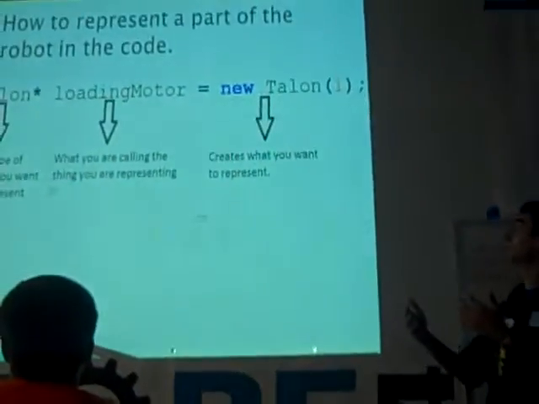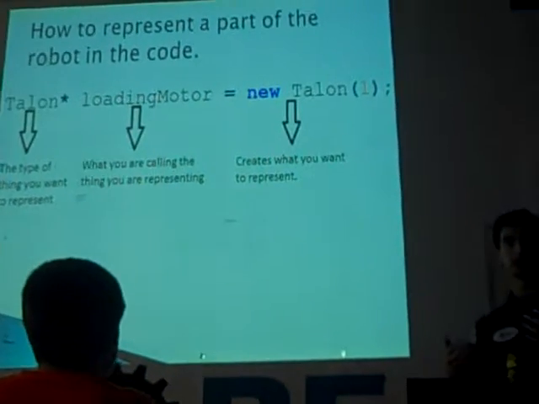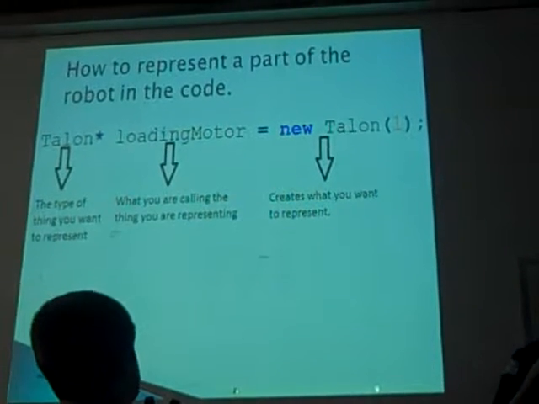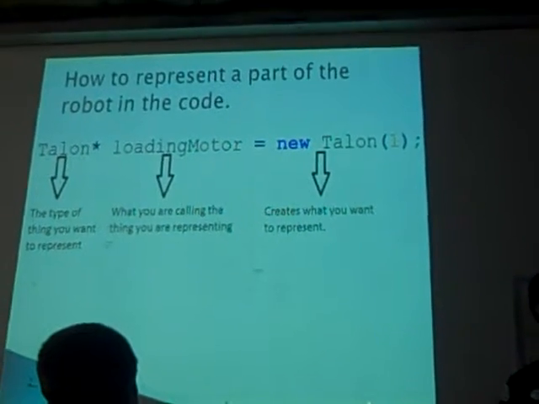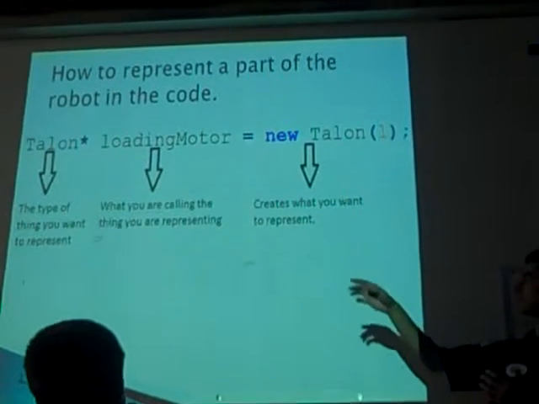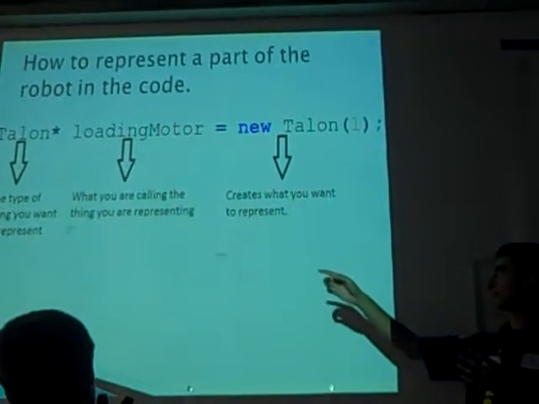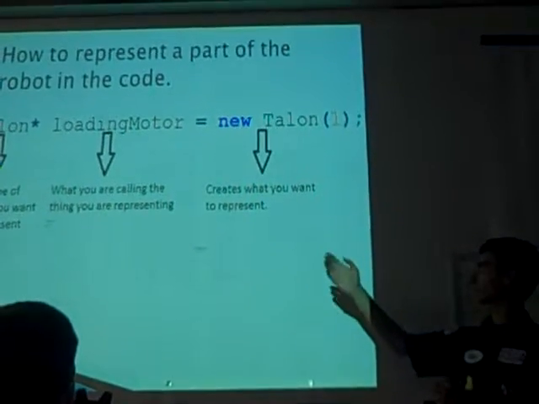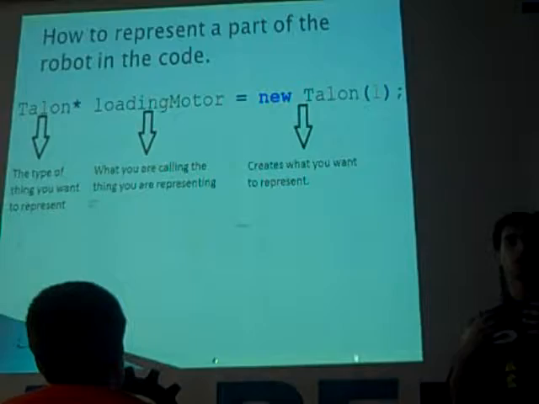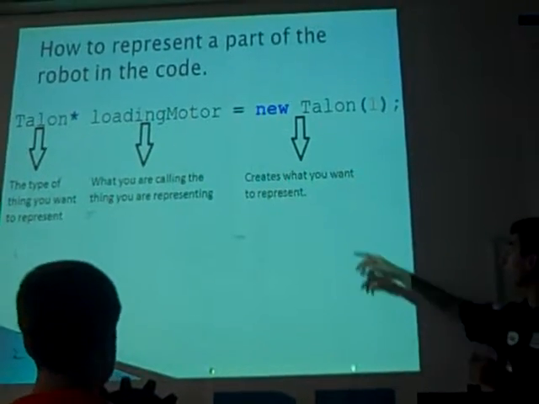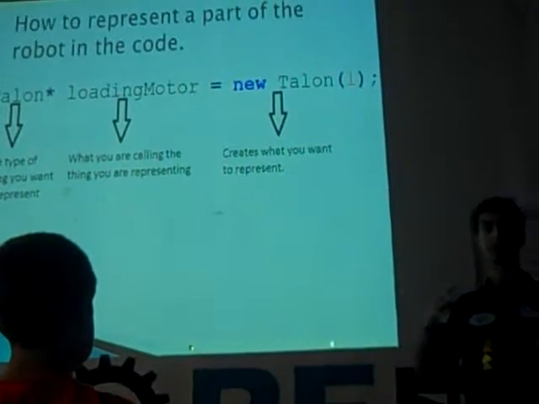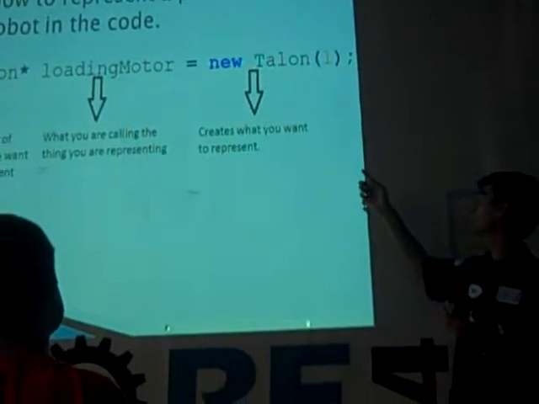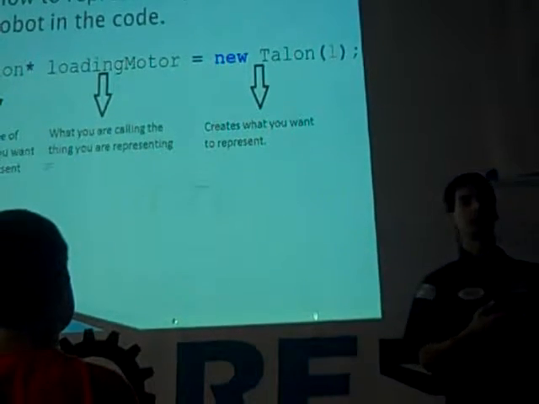So this is how you represent a part of the robot in the code. For this example, we're going to create a virtual representation of a Talon, which is a component used to determine the speed of the motor. The first thing, in this example, Talon, is the type of thing you want to represent. The second part, loading motor, is basically what you want to call the thing you're representing. And the third part, right here, new Talon, is the part that actually creates the virtual representation of the object. And that number there is not very significant. It just means what port the Talon will be plugged into.